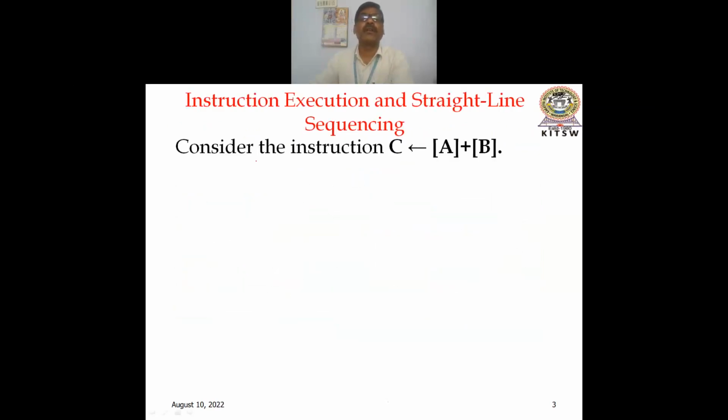Now, for example, consider an instruction to perform the addition of two variable values and store the result into a third variable C. If you want to perform this, in the RISC instruction set, we have already seen how we can write the instructions to perform these operations. So, in the RISC instruction set, what are the different types of instructions we have to use?